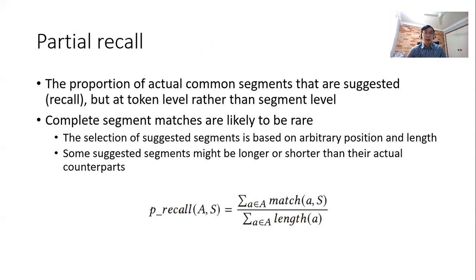I will start explaining partial recall first. Basically, it is derived from recall, the proportion of actual common segments that are suggested. But it is considered as partial because the measurement is at token level instead of segment level. Why? Because complete segment matches are likely to be rare. The selection of SIGCSE segments is based on arbitrary position and length. Some SIGCSE segments might be longer or shorter than their actual counterparts.